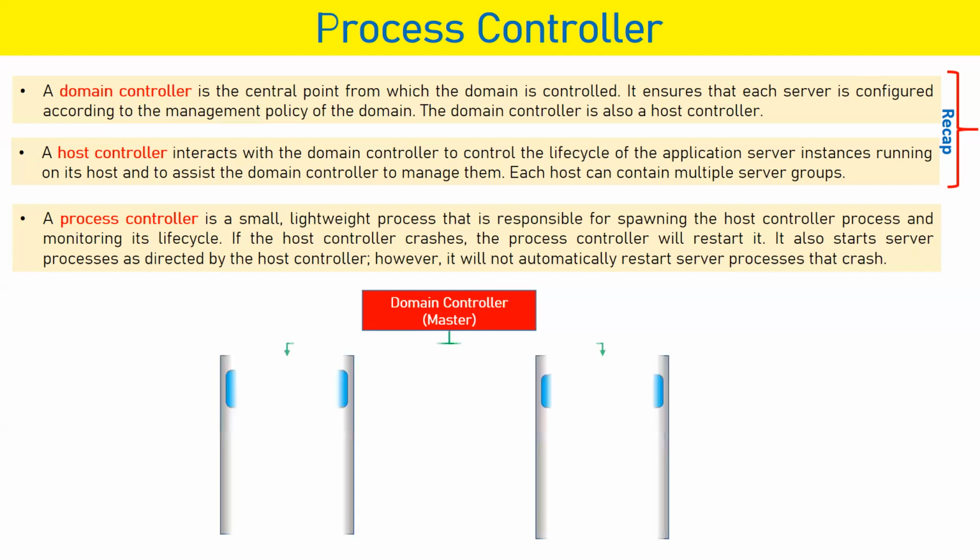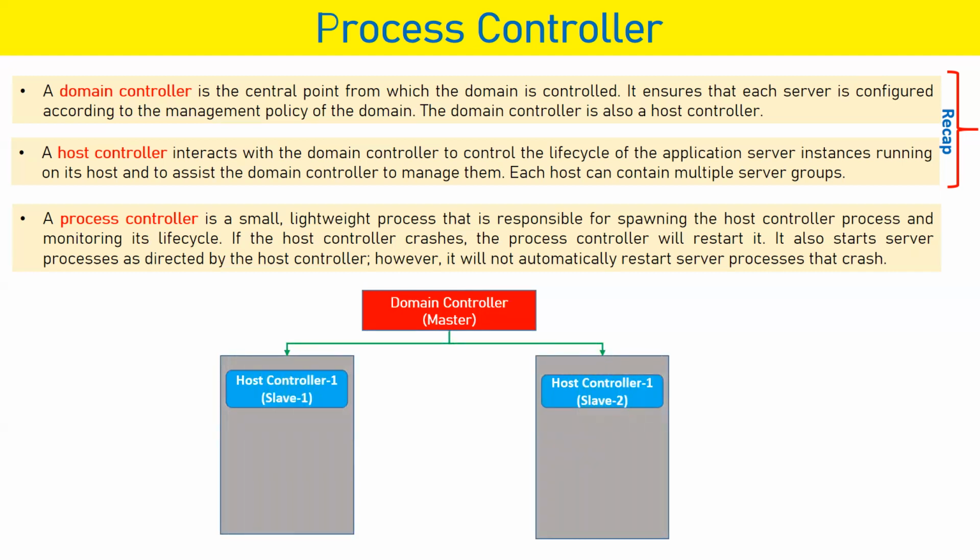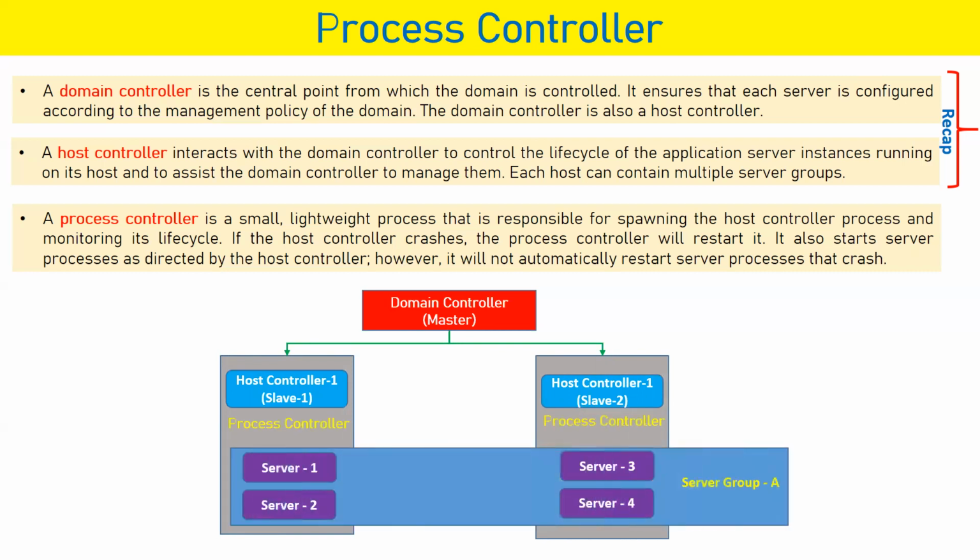Suppose this is your domain controller, which is also called the master, and then you have two hosts where two host controllers are running with the names slave 1 and slave 2. Each host will have a process controller corresponding to each host controller. Suppose we have four JBoss server instances, server 1 and 2 running on host controller 1, or you can say machine 1, and server 3 and 4 running on machine 2, on the other host controller with the name slave 2. And all the server instances are in a single server group, server group A. That means all of the servers are running the same versions of the application for high availability, just like we have a cluster in WebLogic application server, if you're aware of that.